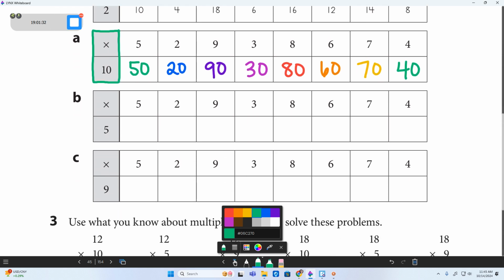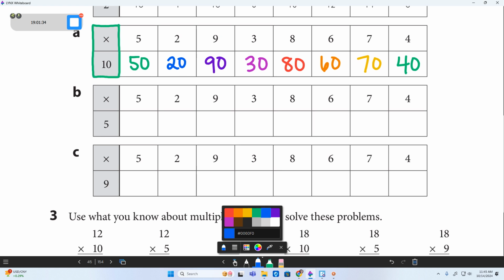Moving on. All right, for B, it looks like the rule is multiply by 5. 5 times 5 is 25. 2 times 5 is 10. 9 times 5 is 45. 3 times 5 is 15.